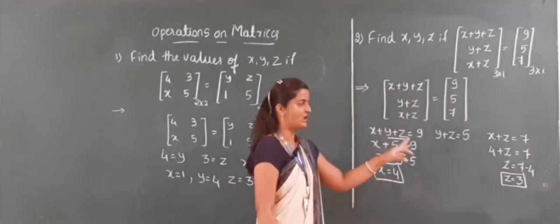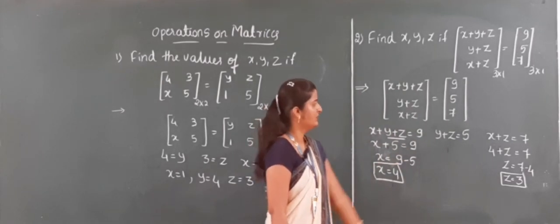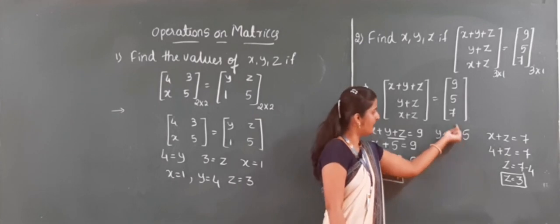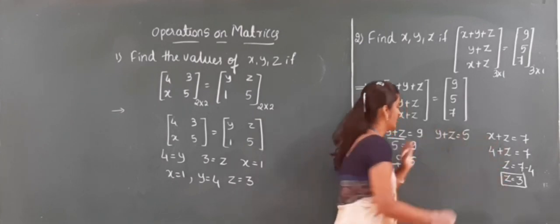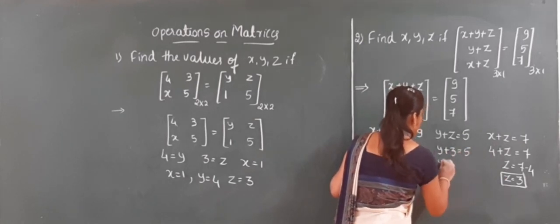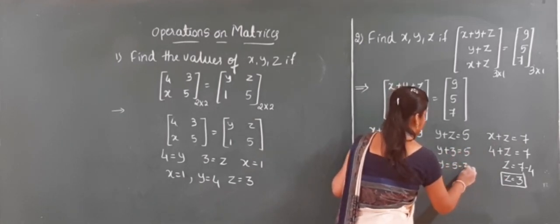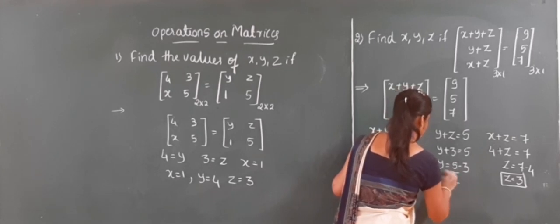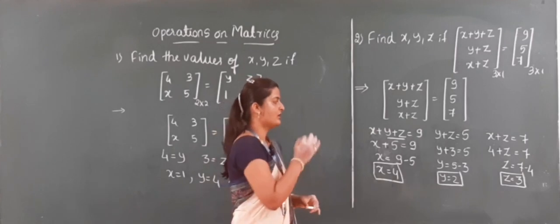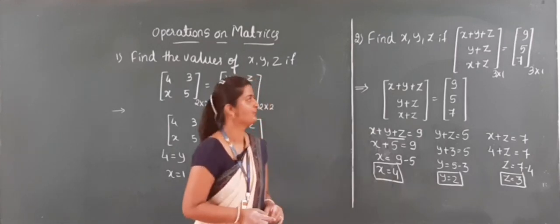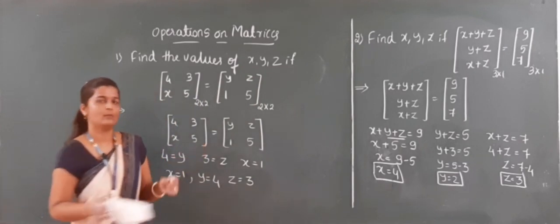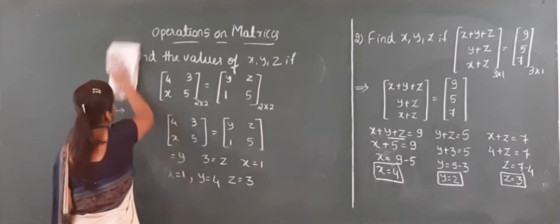We got x, we got z. How to find the y value? Here they have given y plus z equals 5. Replace z with 3: y plus 3 equals 5, so y equals 5 minus 3, y equals 2. So what are the x, y, z values? 4, 2, 3 respectively. Okay, these are some problems. We will move to the next one. Please pause it and note it down.